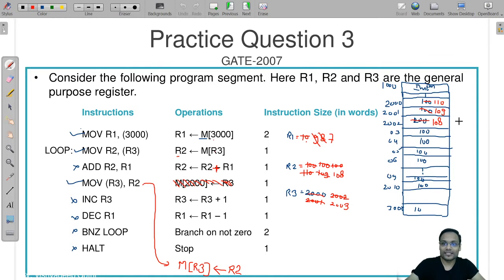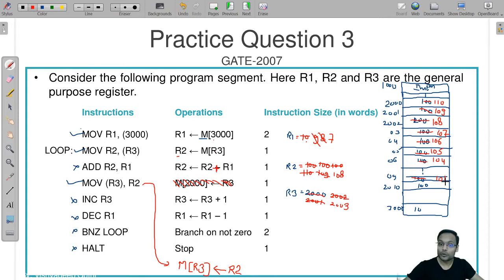Now you tell me the answer. Starting from 2000, for what addresses will 10 values be covered? Starting from 2000, 2001, 2002, 2003, 2004, 2005, up to when? Up to what address will the 10 values be covered? So this becomes 2007, this becomes 2006, this becomes 2005, this becomes 2004, and so on, and the 9th will become 2001.